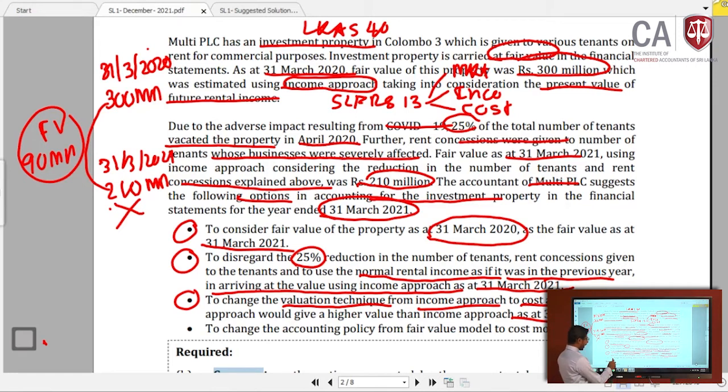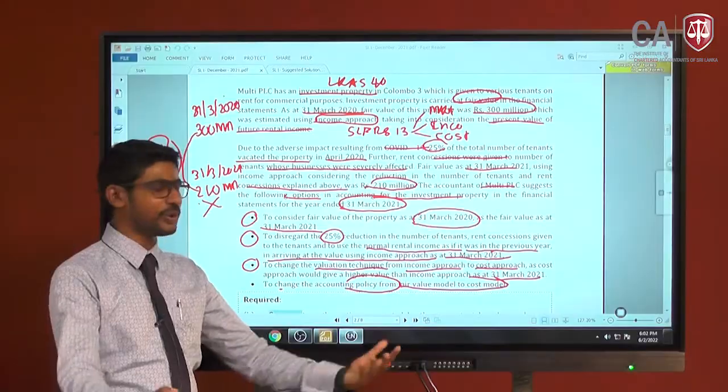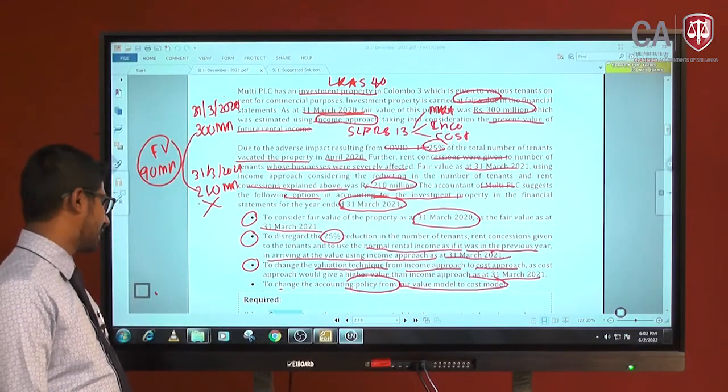Fourth: to change the accounting policy from the fair value model to the cost model. The accountant thinks that is also a good solution. No need to fair value the property, we will go to the cost model. So that is also a suggestion given by the accountant.